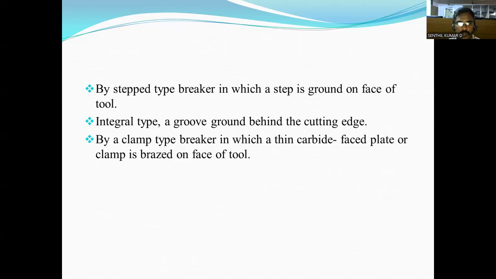So in this lecture, we have seen what is metal cutting, what is orthogonal cutting, what is oblique cutting, what is the mechanics of chip formation, what are the types of chips, and what is the use of chip breaker.